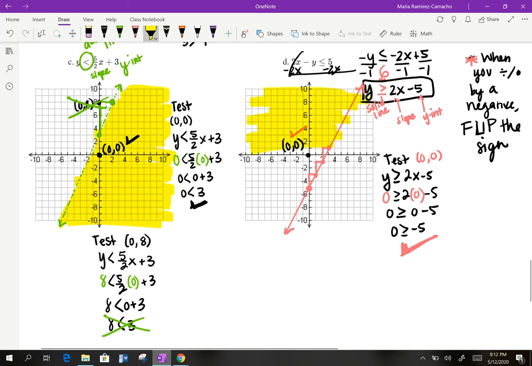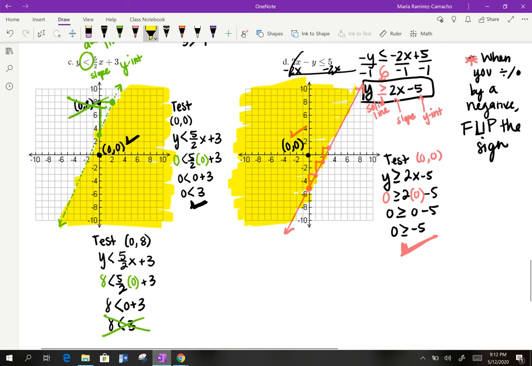Everything to the... I can't highlight correctly inside the line. Let me do this instead. It's always so messy. I have everything in this direction. So there you have it.